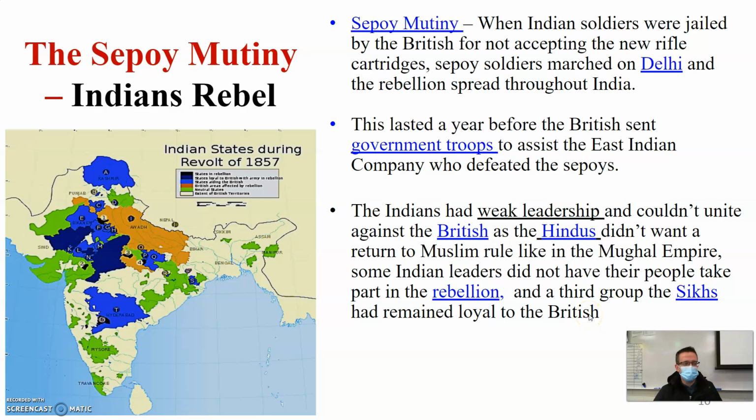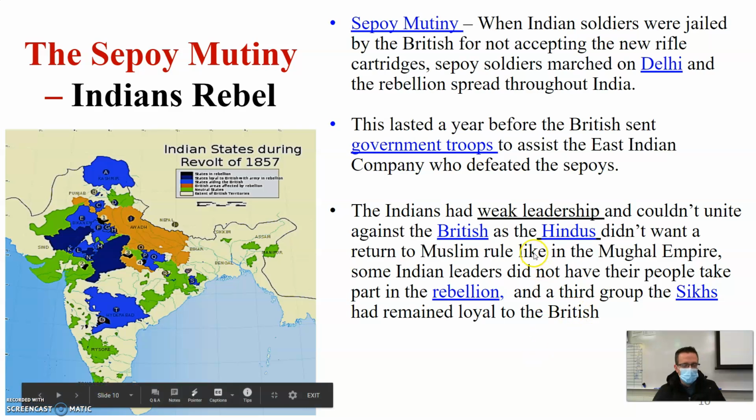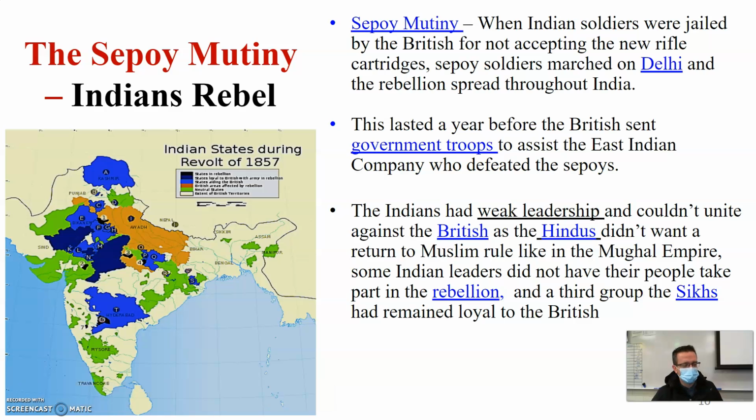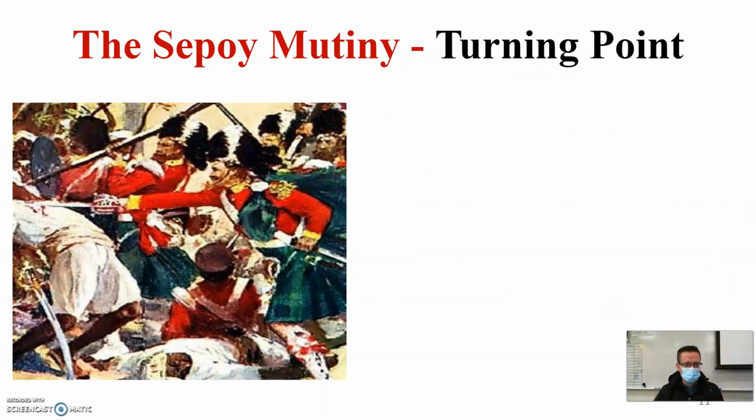Again, the Hindus didn't have the same beliefs as the Muslims, but they did fear that they would come under Muslim rule again. And this happens over the next 100 years. They're both fearing control from the other. Okay.